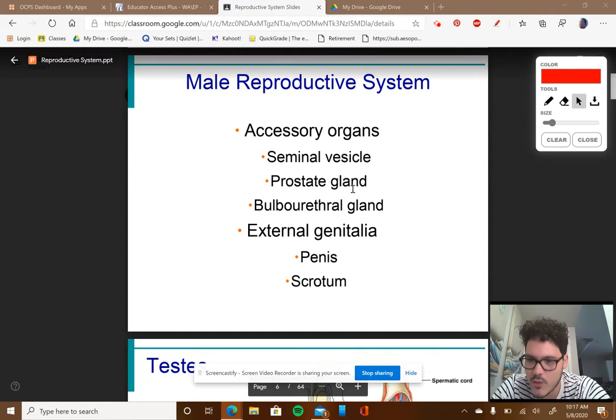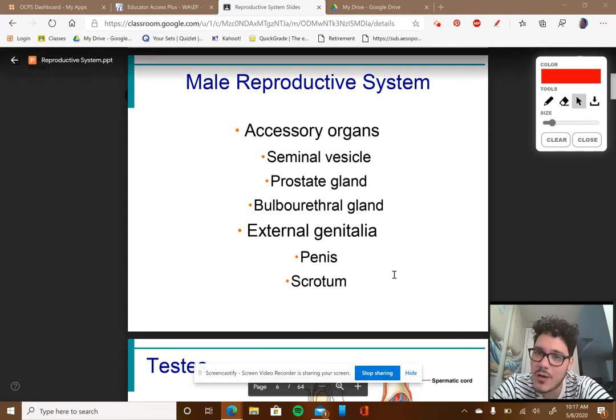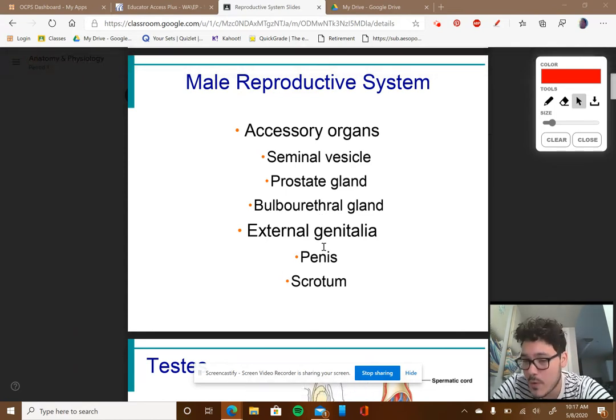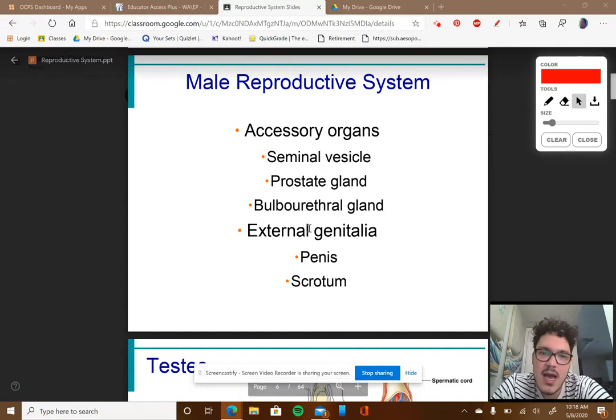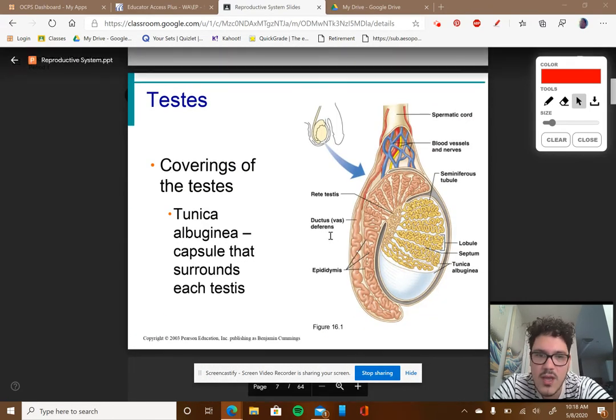Now, there are some accessory organs. So these are organs that help out. Remember, we talked about accessory organs back in digestive system, how there are organs such as the teeth, the tongue, the liver, the gallbladder, that help with the digestive process. Well, these are organs that help with the male reproductive system. So what are these organs? We have the seminal vesicle, the prostate gland, the bulbourethral gland, and then the external genitalia as well, such as the penis and scrotum. So we'll get through all those as we continue progressing, but we got to start off somewhere. So we're going to go with the testes.